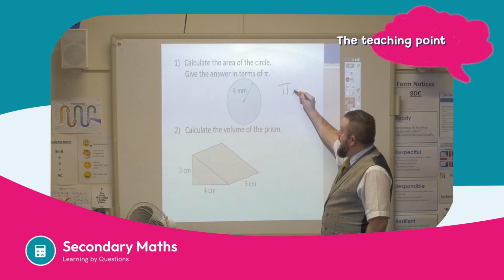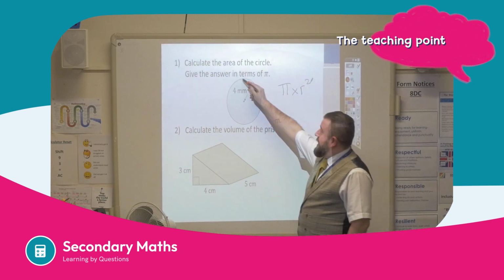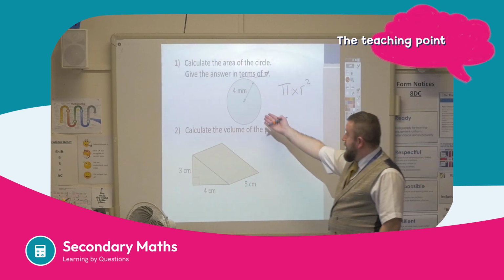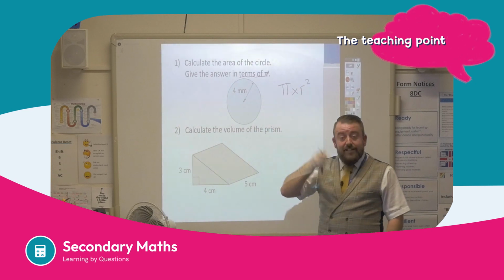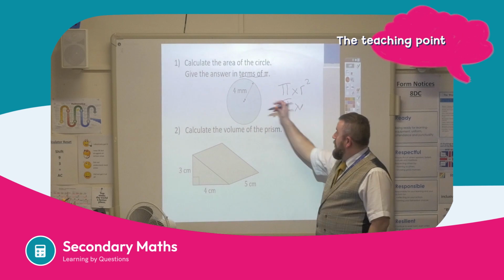Pi times radius. Well done, it is indeed. It does want it in terms of pi. Okay, so what we need to do is just substitute the radius. Is this the radius or is this the diameter? It's the radius because it's half of the diameter, isn't it? So pi times by 4 squared.